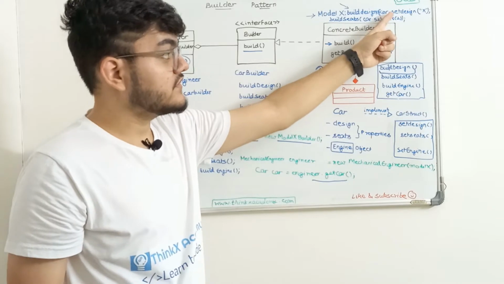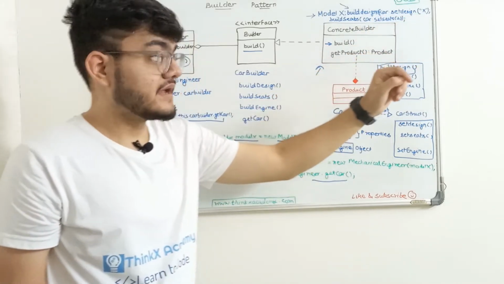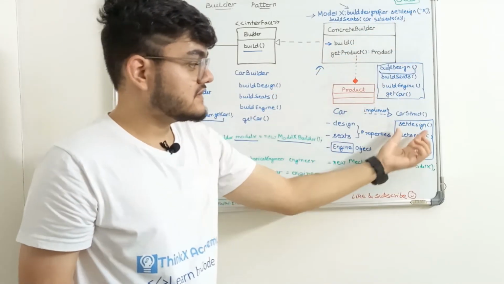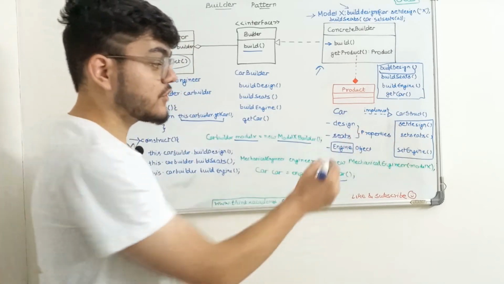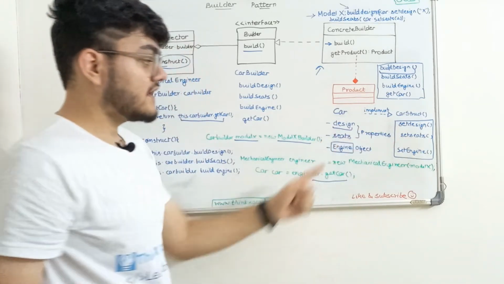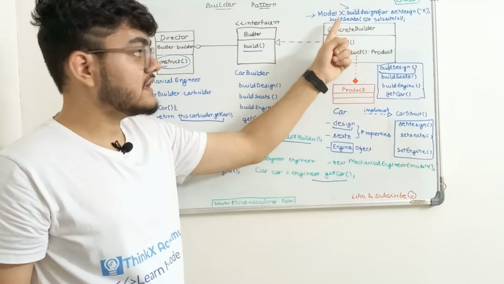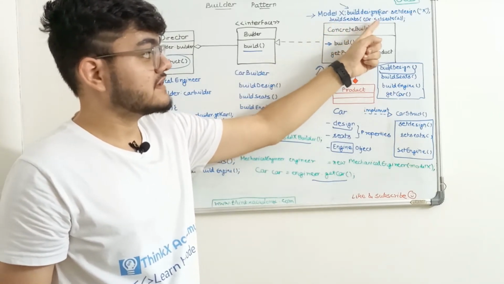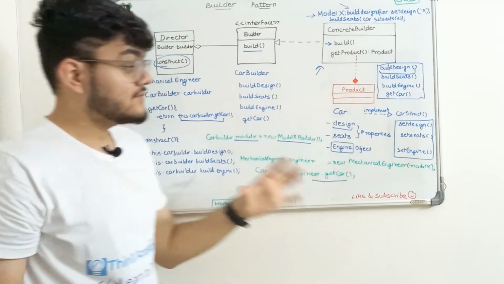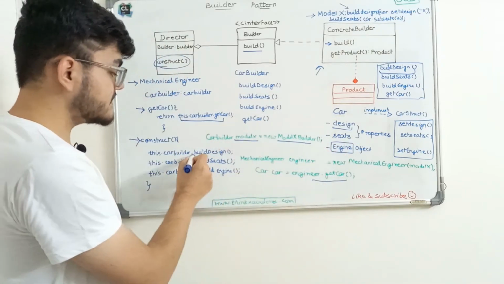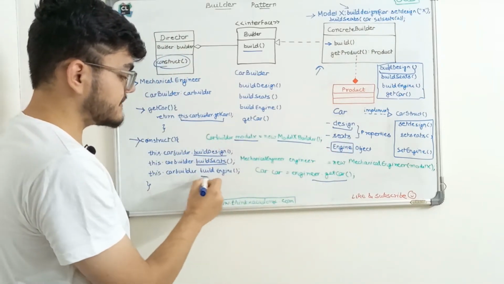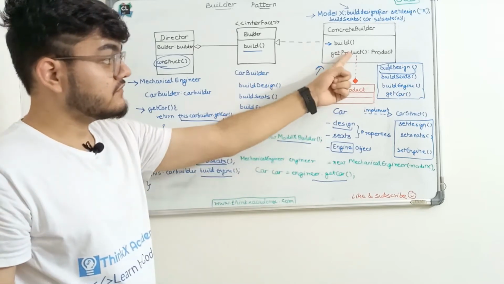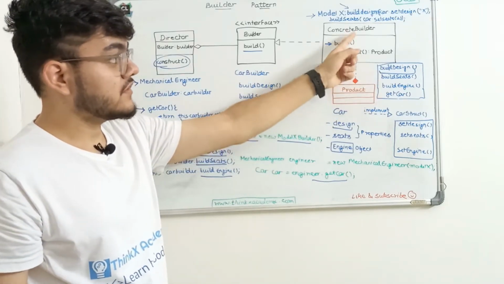Then I will use that object to call the setDesign function X, right? So we will set the design as X. So this function will actually set the design property of the car, right? So design will now be equal to X, right? Similarly, I can call the buildSeats function, and the buildSeats function will actually set the seats of the car object, right? So you can see here clearly how the call of buildDesign, buildSeats, and buildEngine function is going to invoke the functions which are there in our concrete builder, right?